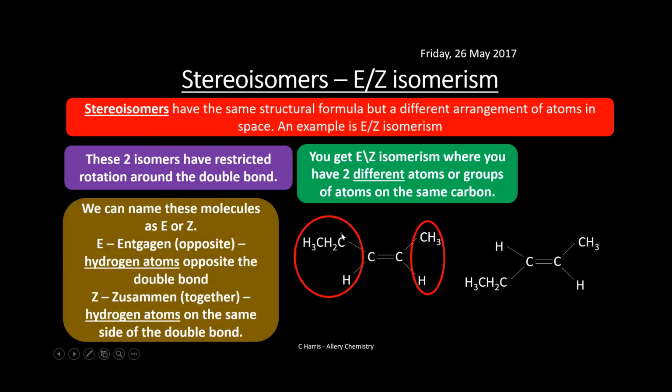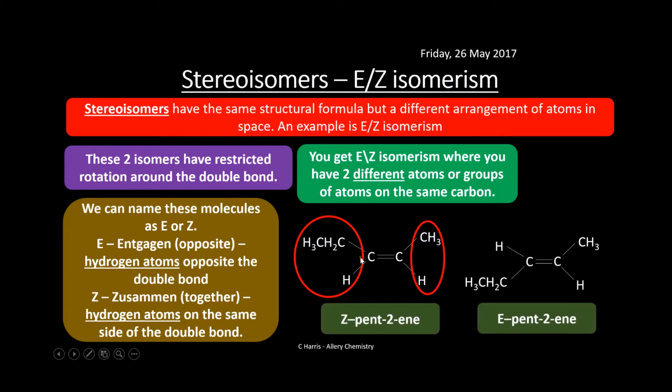So what does this E and Z mean? Well, E means Entgegen, which is German for opposite. In this example, the hydrogen atoms are opposite across the double bond. In this case it is hydrogen we're looking at. Z is Zusammen, which means together, and the hydrogen atoms are on the same side of the double bond, so that is these ones here. That's when we use the letters E and Z. So this one is going to be Z-pentene, because the hydrogens are on the same side, and when the hydrogens are opposite, we call it E-pentene.